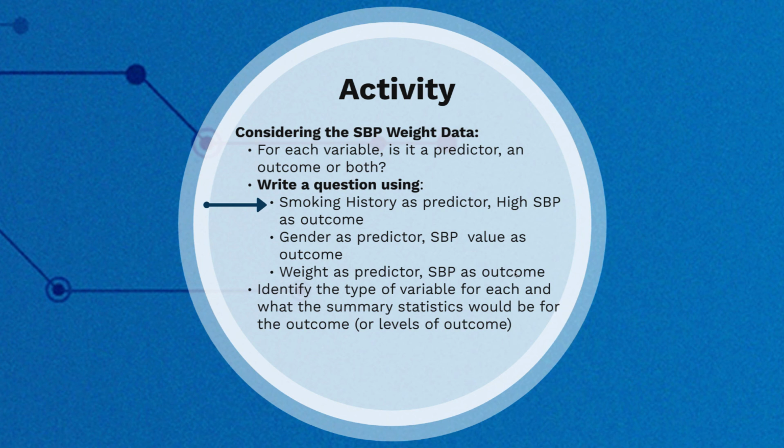Remember, define your predictor, your outcome, and the relationship in your question. Gender as a predictor with SBP value, so the numeric response is the outcome. And another question with weight as predictor and SBP value as an outcome. Identify the type of variable for each. So what type of variable do you have for your predictor and your outcome? Are there levels to the outcome, or are there units associated with a continuous outcome?